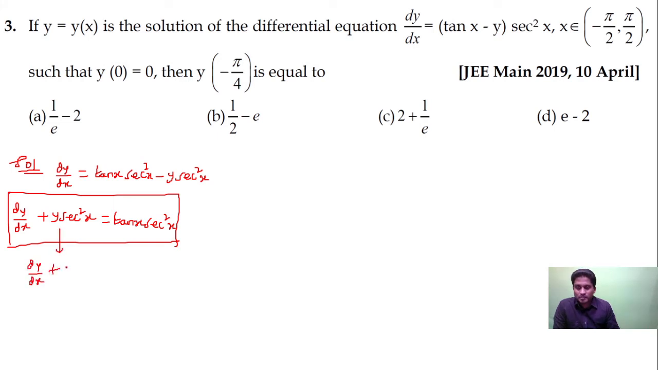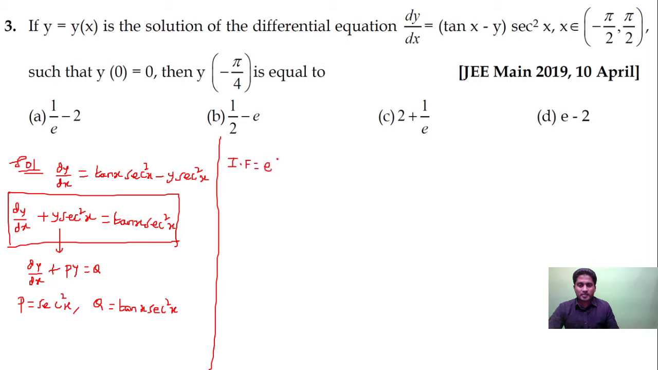dy/dx + Py = Q. Now if I bring it to this form, P is equal to sec²x, and Q is equal to tan x into sec²x.